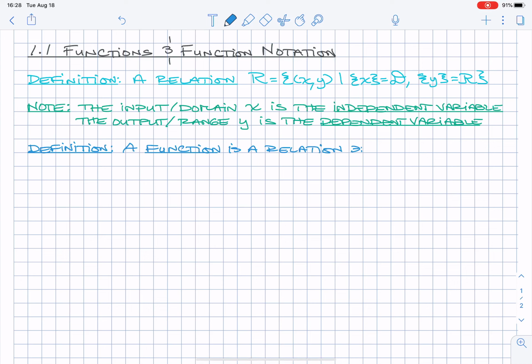So such that for all values of x in the domain, this implies that there exists a unique y in the range. I'll just leave it as that. There exists a unique y in the range. So that is, i.e., each input x from the domain produces a unique output y.